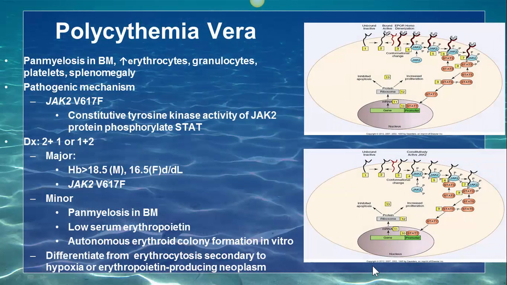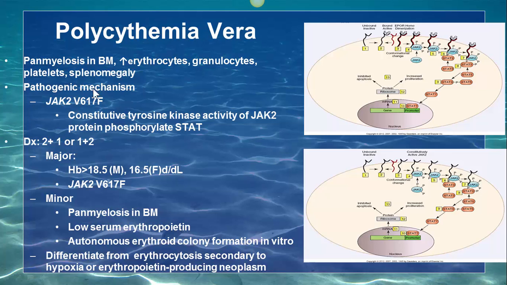The next MPN is polycythemia vera, which is featured as panmyelosis in the bone marrow with increased erythrocytes, granulocytes, and platelets in the peripheral blood, and splenomegaly is commonly present. It is caused by an acquired point mutation in the JAK2 gene.